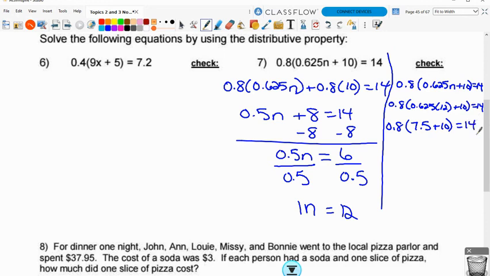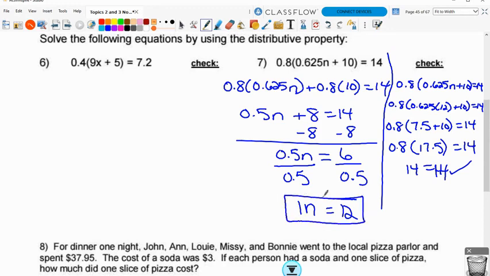And now in the parentheses, if you do the addition, 7.5 plus 10 is 17.5. So 8/10 times 17 and 5/10 equals 14. And finally, if you do the multiplication, 8/10 times 17 and 5/10, you will get 14. 14 equals 14. Whoops, 14. So that checks. And that means that n had a value of 12.